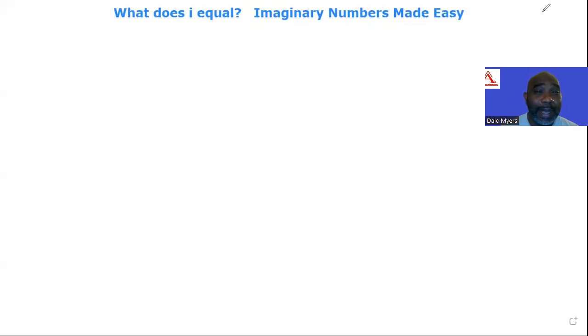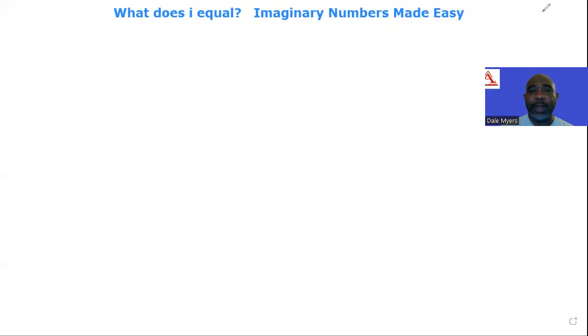Today we're going to make imaginary numbers easy. We're talking about what does i equal? If you're having this question, you know that you're clearly in math. We're talking about what does i mean in math. So you're probably in Algebra 2, Advanced Algebra, Pre-Calculus, or Calculus itself. With no further ado, let's go back to what are imaginary numbers?